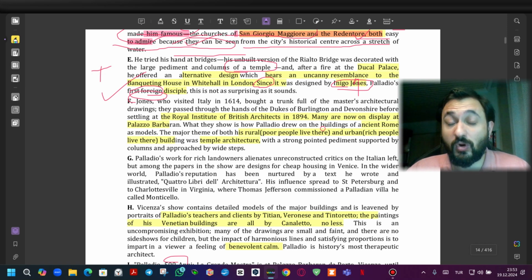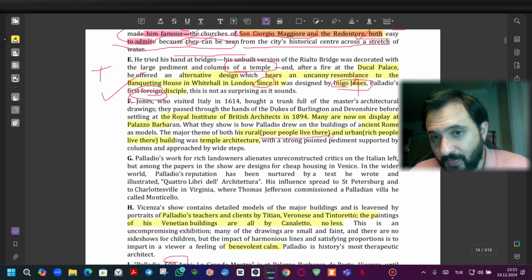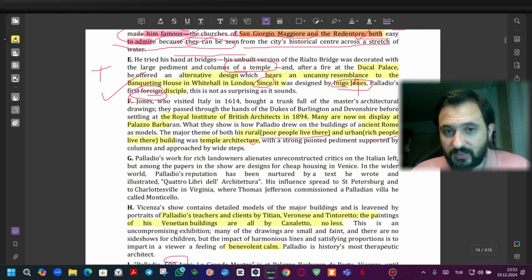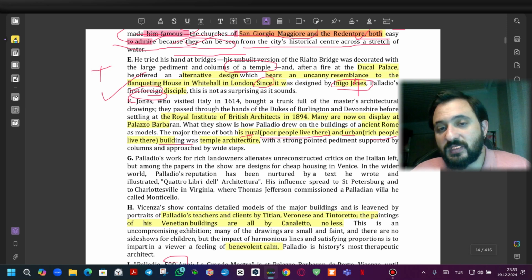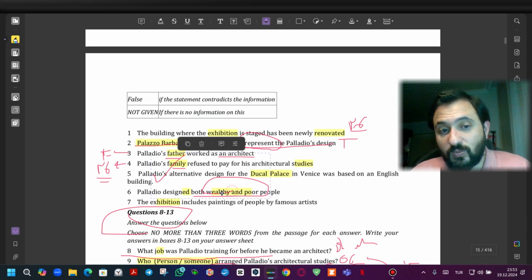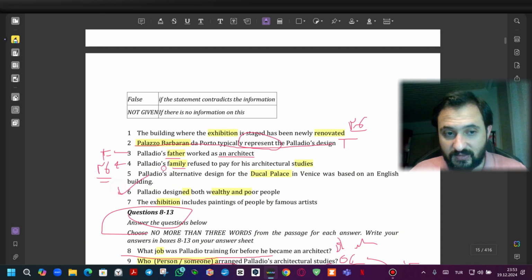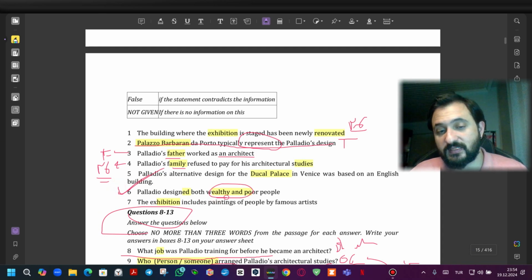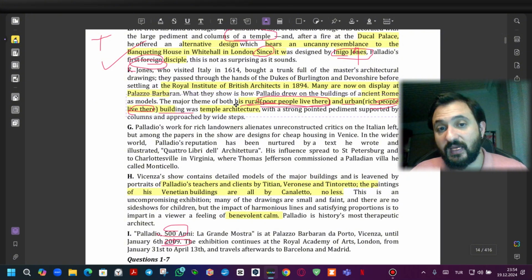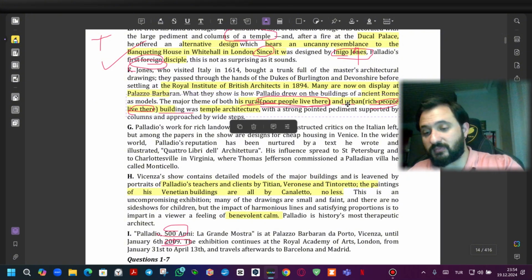The major theme of both is rural and urban buildings. In the exam, it is not written this way, I wrote it to show it. Rural means a rural place where poor people live, urban means rich people live. He designed for both wealthy and poor people, but they are not saying it like this. They say his rural and urban buildings.